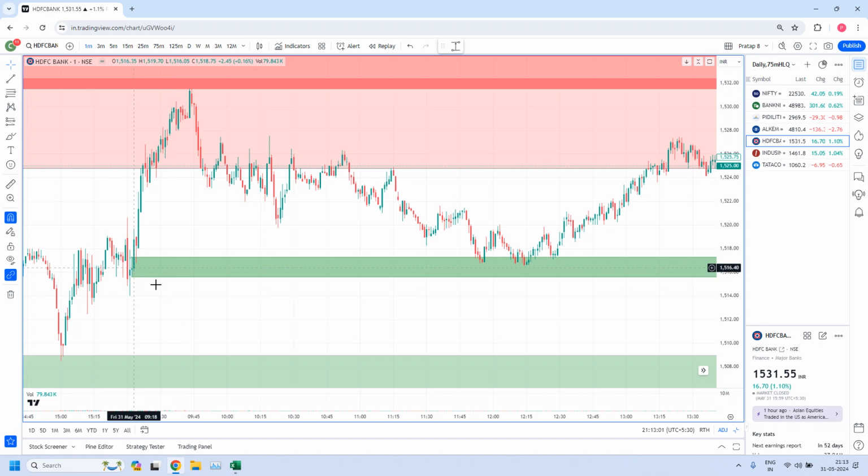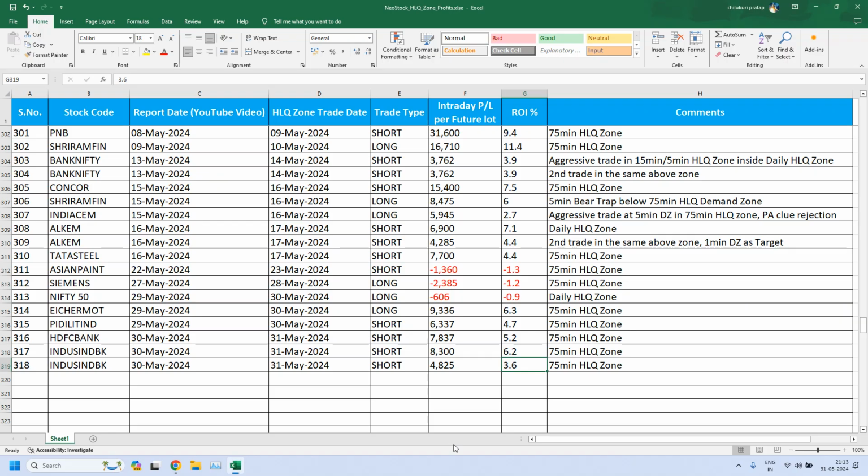See, such kind of things you have to observe in the price action sometimes. When prices are stuck within a 1 minute area, at some point you need to check whether there is any high liquidity area. And this is the way HDFC Bank has given you 7,837 rupees profit and 5.2% ROA you would have achieved.